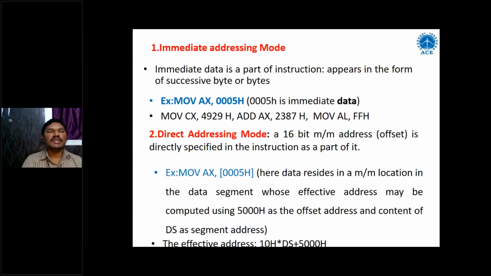One more program using immediate addressing mode. What is immediate addressing mode? Immediate data is a part of the instruction, appearing in the form of successive bytes or byte. So, MOV AX, 0005. Right, this is the immediate value. If you define this kind of instruction, that is what we call the immediate addressing mode.